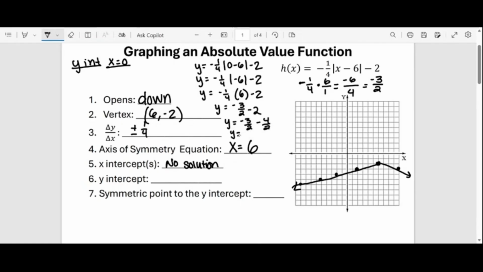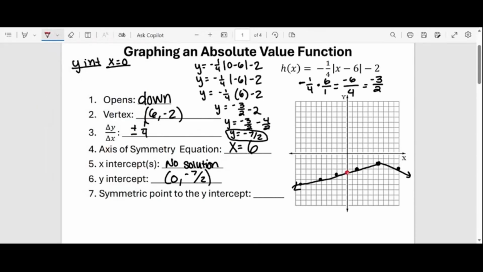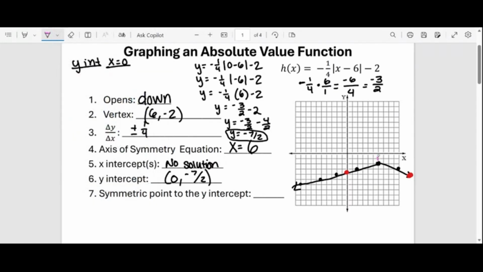and negative 3 halves minus 4 halves is negative 7 halves. So our y-intercept is going to be 0, negative 7 halves. Now we have to find the symmetric point to the y-intercept. So my y-intercept's right here. My symmetric point, which is the exact opposite, is going to be somewhere over there. And we know it's the symmetric point because our axis of symmetry crosses straight through the middle of my vertex.